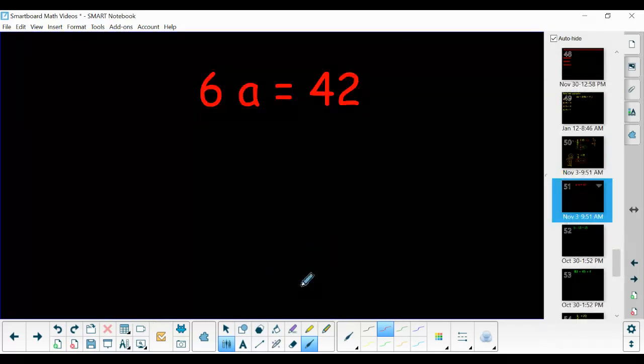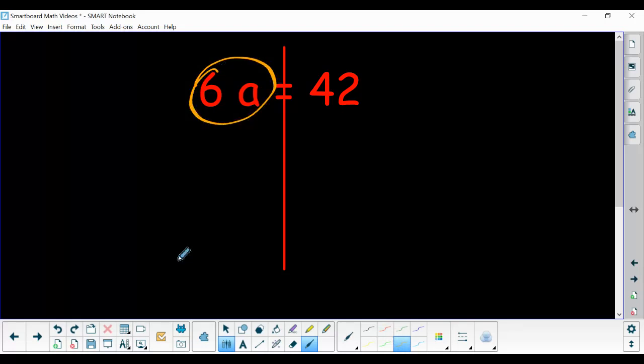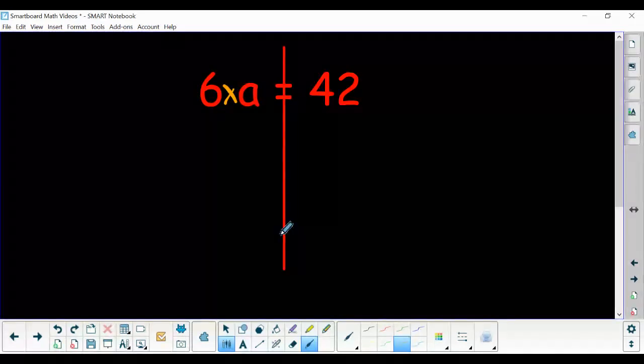Again, your first step in solving an equation is to cut it right through the middle. So let me do that. And we've gone over this plenty of times. If you see a letter and a number side by side with nothing in between, you assume that you're multiplying, and that's what you're doing here. 6a really stands for 6 times a. And just like in the previous question, what you're trying to do here is have a all by itself on the left side. So what we need to do is get rid of the 6.